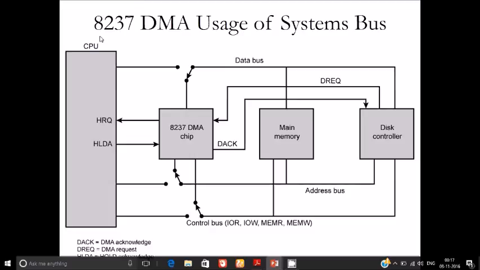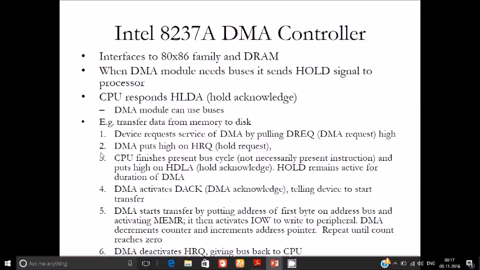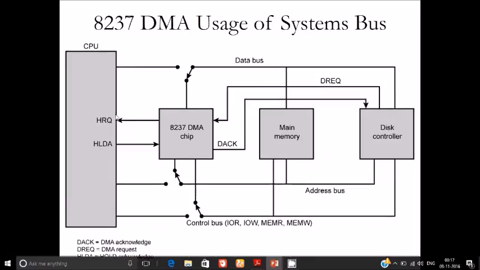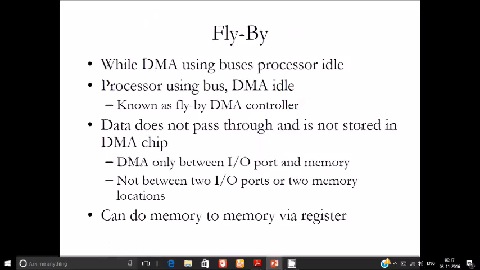So this 8237 DMA uses the system bus and this controller, with main memory. If you go through this, you can get to know what we are going to deal with in this stuff, and how it is going to work.